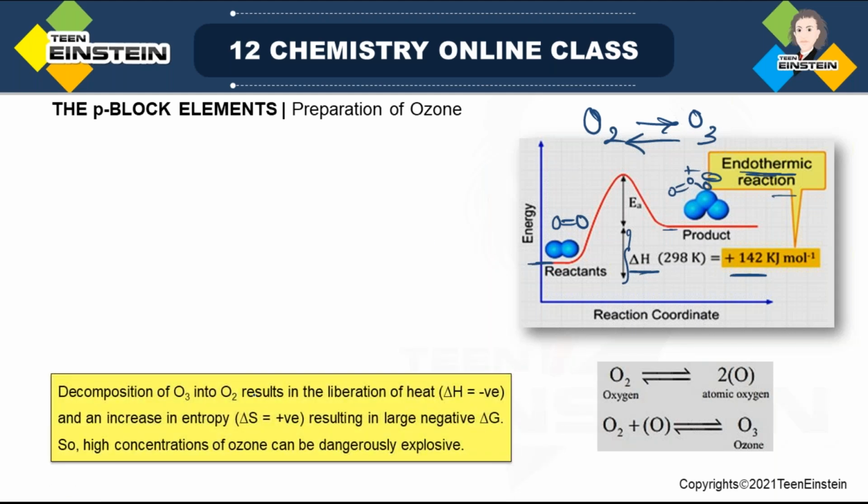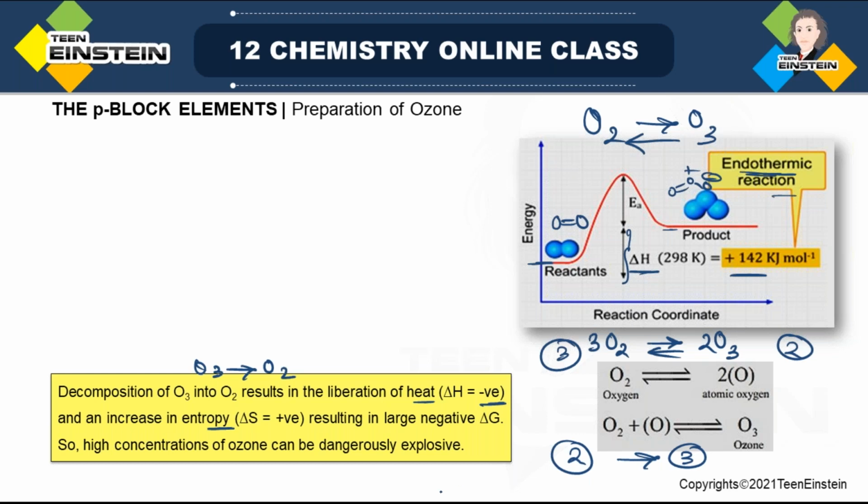So in the decomposition of O3 into O2, there is liberation of heat. That means when you are considering the reverse reaction, delta H is negative, because O2 to O3 is endothermic, delta H positive, so this is negative. And there is also an increase in entropy. Why? Because if we write the balanced equation, it is 3O2 to 2O3. So from 3 molecules, you are getting 2. But in the reverse reaction, from 2O3, you are getting 3 molecules. That means entropy is positive.